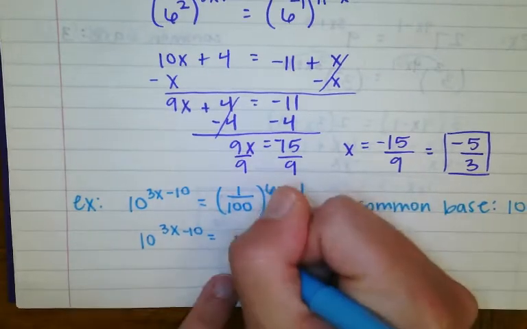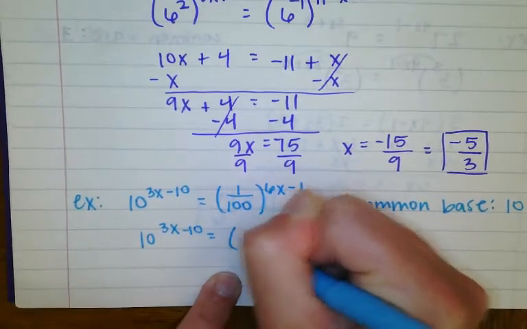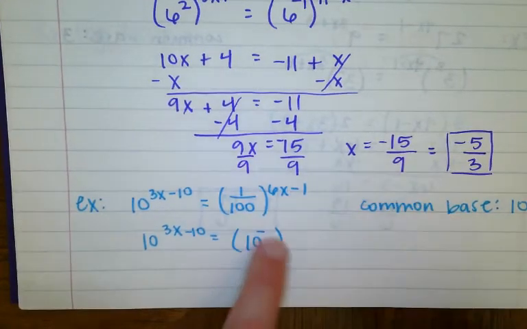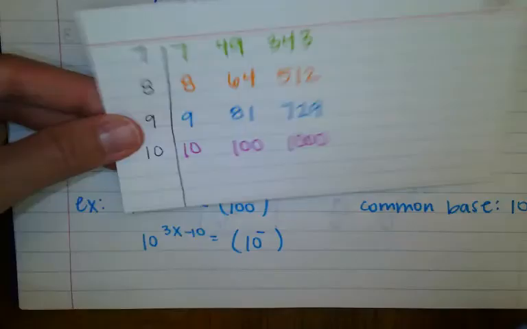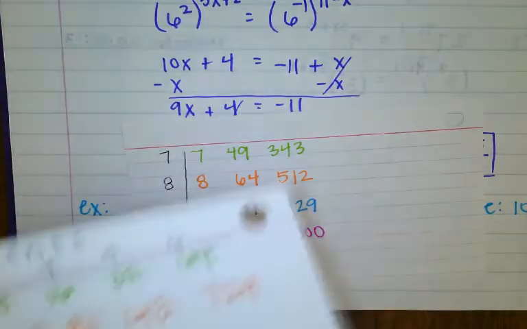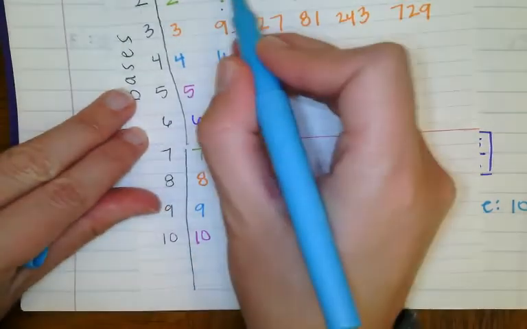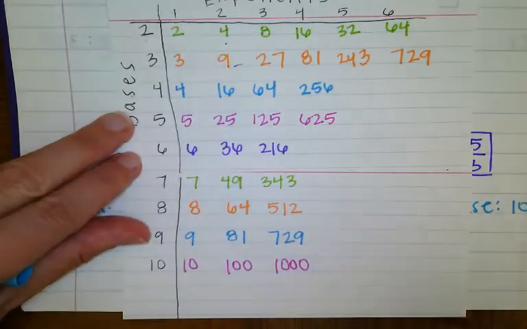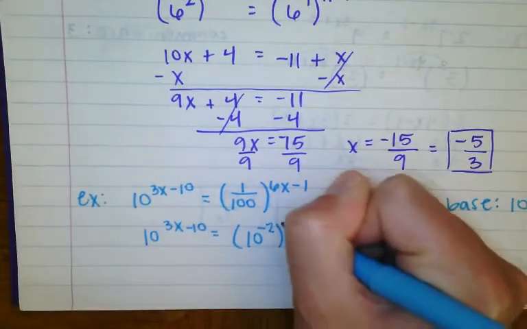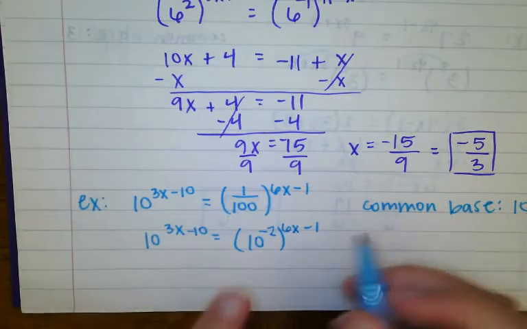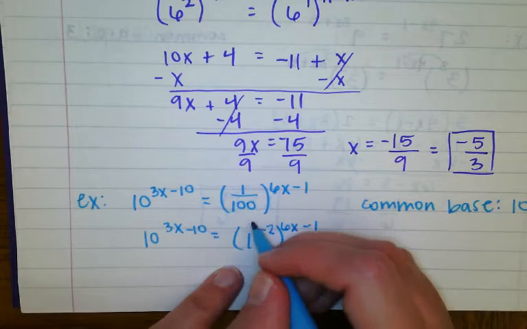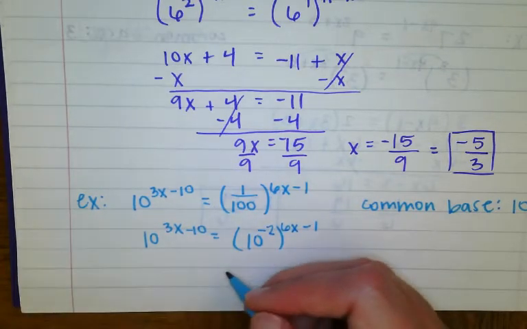Now on the right side, I'm going to write a 10. I know that I need it to become a fraction, so I need a negative exponent. And then ask yourself, how does 10 turn into 100? 10 squared is 100. So we need the negative second power. And remember, we're allowed to do this because 10 to the negative second is just another way to write 1 over 100. We didn't change the number, we just changed the way it's written.